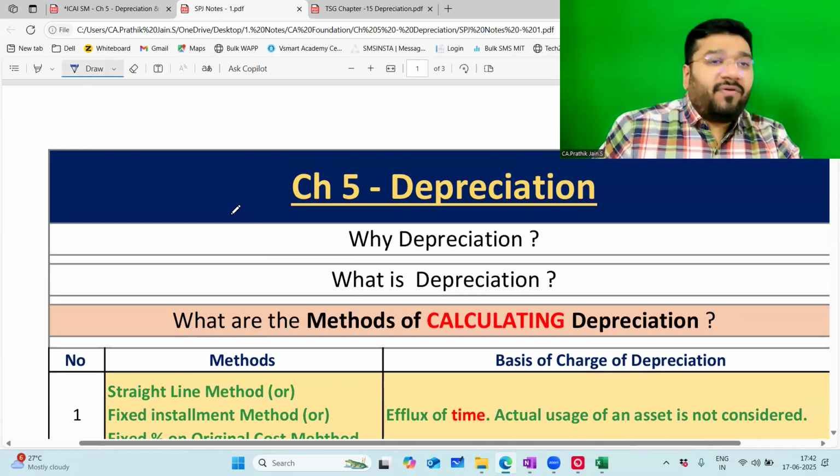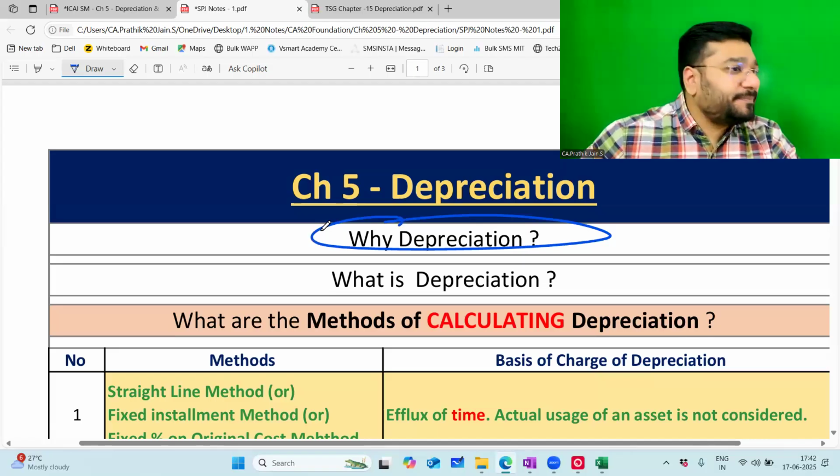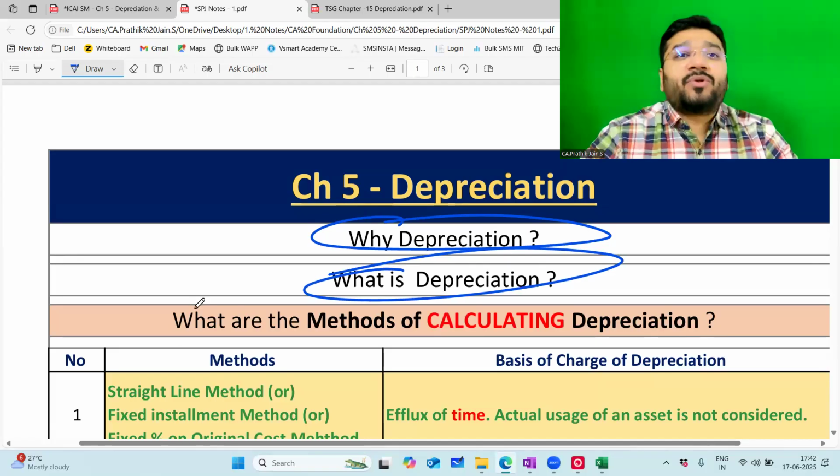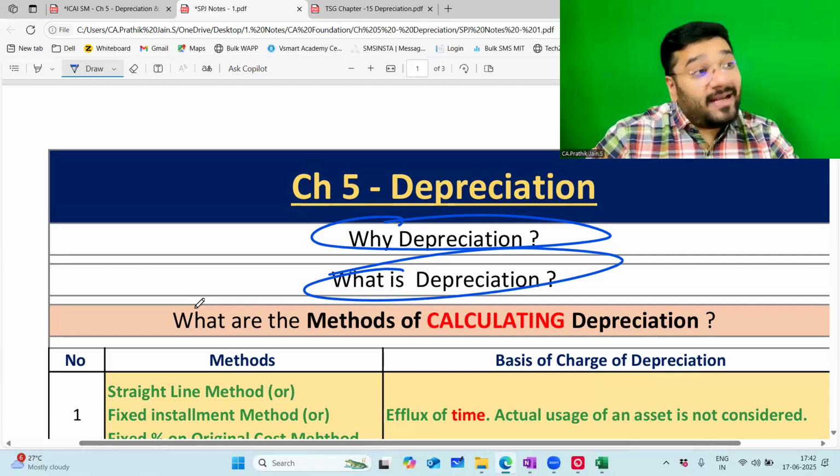The first thing that I want to discuss today with all of you is why is the concept of depreciation in the first place existing? Everywhere else, they start with what is depreciation. I'm the sole person who starts with why depreciation.